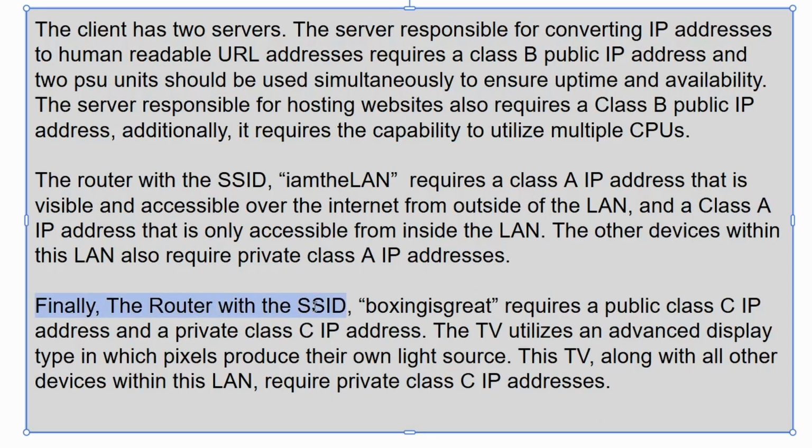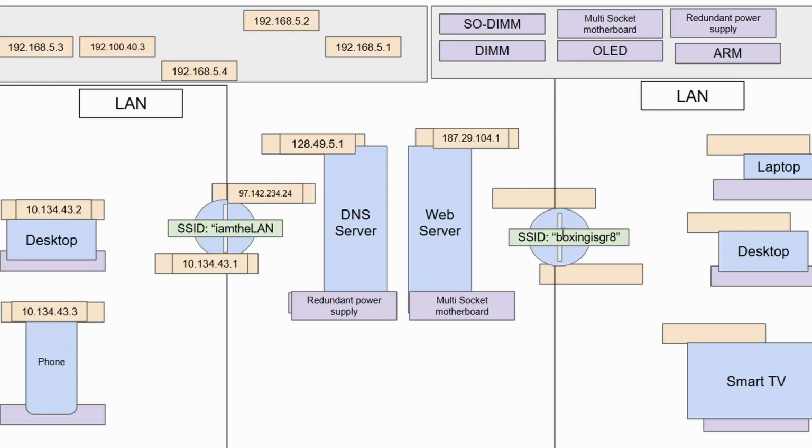Finally, the router with the SSID boxing is great requires a public Class C IP address and a private Class C IP address. Ooh, okay. So the SSID boxing is great, needs a public and private Class C IP address. Do you remember the range for the public Class C IP addresses? Try to have a think. Try to see if you can find it. I'm going to help you out in a second.